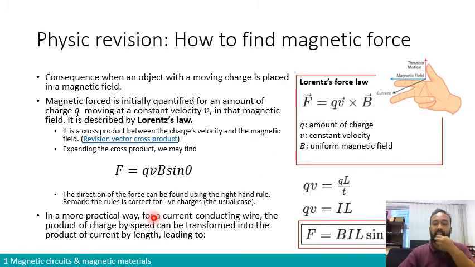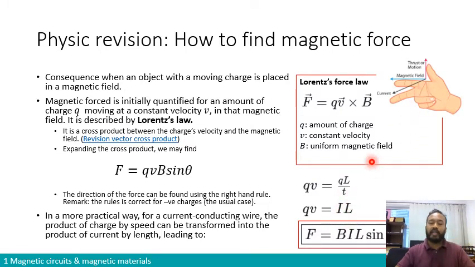But in electric motors, in a more practical way, we don't talk about charges, we talk only about current. And as we know, current is Q over T, a quantity of charge per time. So we can describe QV as I multiplied by L, because V is the speed, which is the length over time, the length across which the charges go through per time. If we replace V with L over T, and Q over T is current, it is more practical to describe it as current multiplied by length.